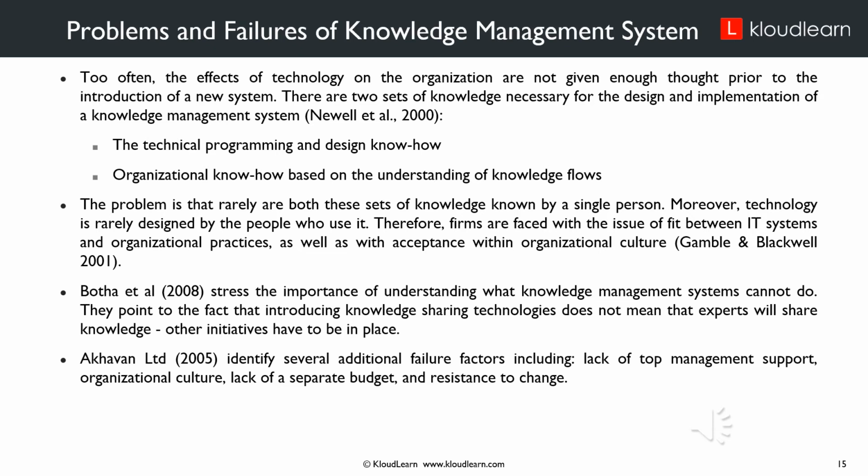Problems and failures of knowledge management system. Too often, the effects of technology on organizations are not given enough thought prior to the introduction of a new system. There are two sets of knowledge necessary for the design and implementation of a knowledge management system: the technical programming and design know-how, and organizational know-how based on the understanding of knowledge flows. The problem is that rarely are both these sets of knowledge known by a single person. Moreover, technology is rarely designed by the people who use it. Therefore, firms are faced with the issue of fit between IT systems and organizational practices, as well as with acceptance within organizational culture.